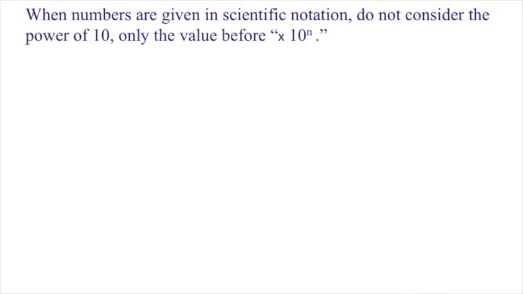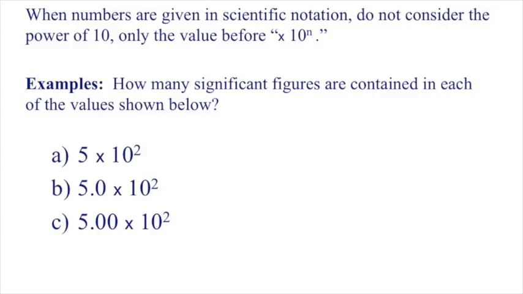To find the number of significant figures in a value that's written in scientific notation, don't consider the power of 10, only the value before times 10 raised to some power. I'll elaborate on this by doing a few examples. How many significant figures are contained in each of the values shown below? We only consider the value before the power of 10. These values are shown highlighted in red in this view graph.